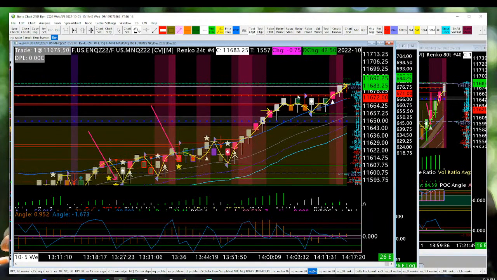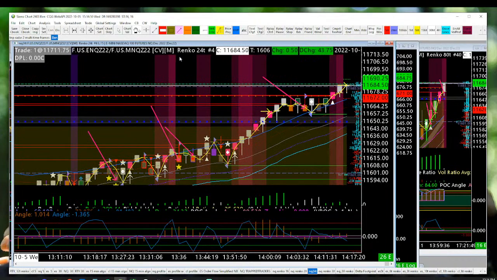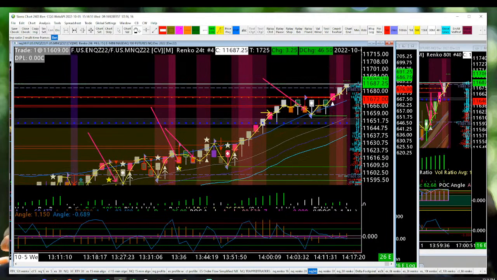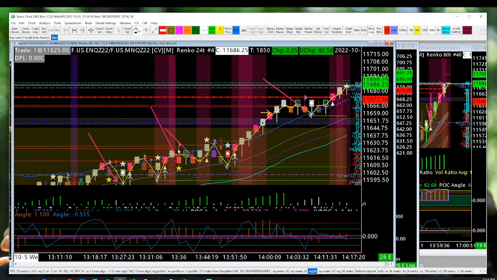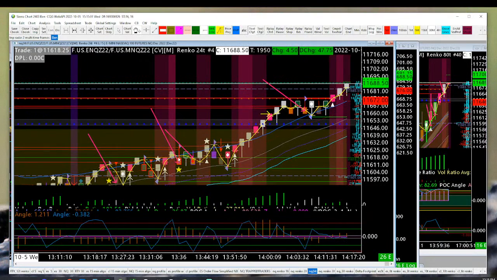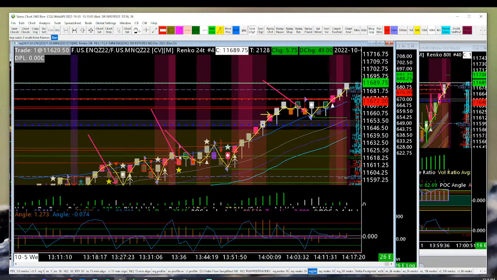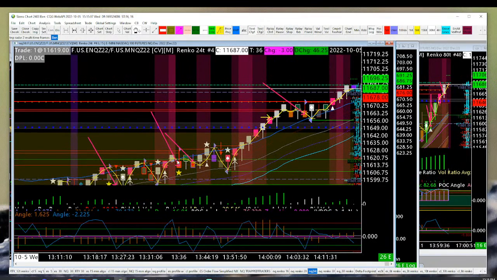right? These orange bars count. This orange bar counts. When you get one of those going the wrong direction, right, the sign of aggression, and then you get a diamond that closes above that. And when I say above it, I mean above the point of control where all the volume was. So I'd mark the point of control.